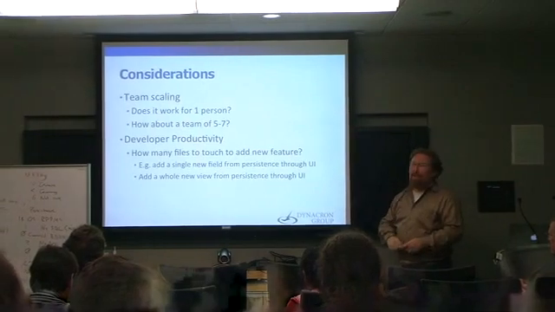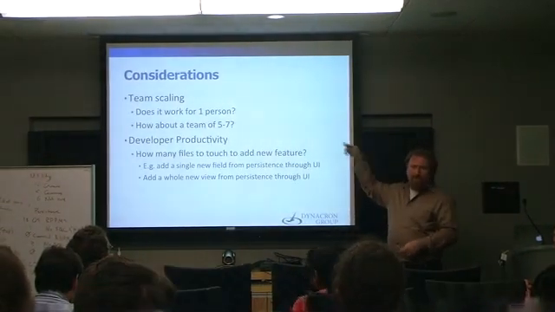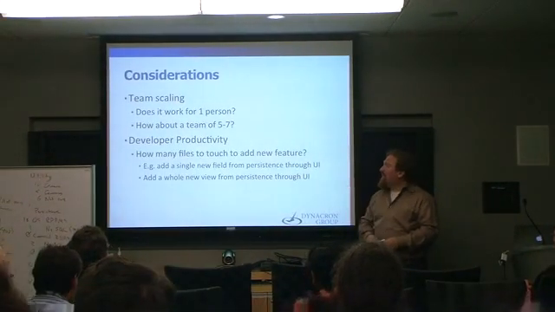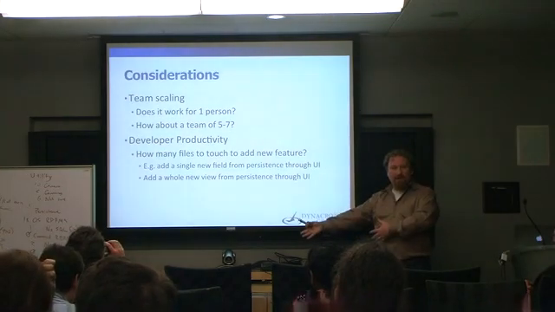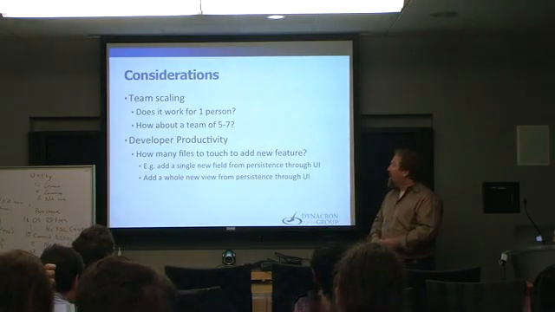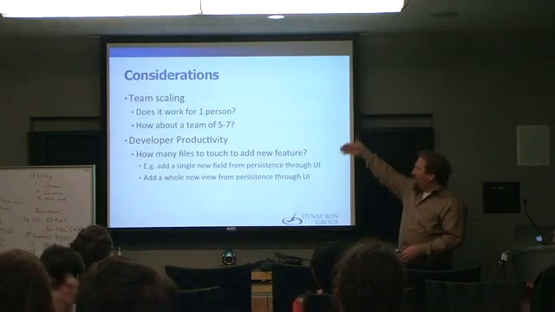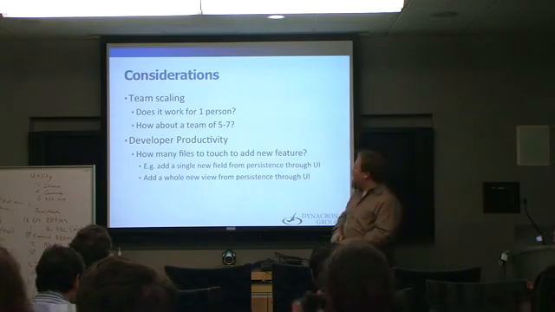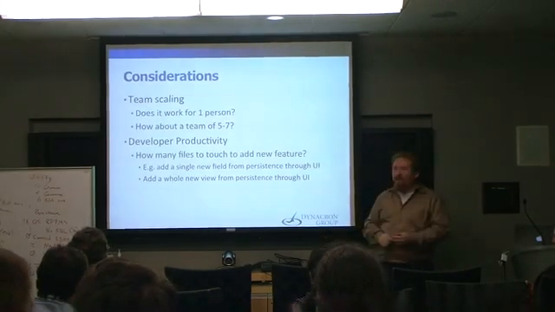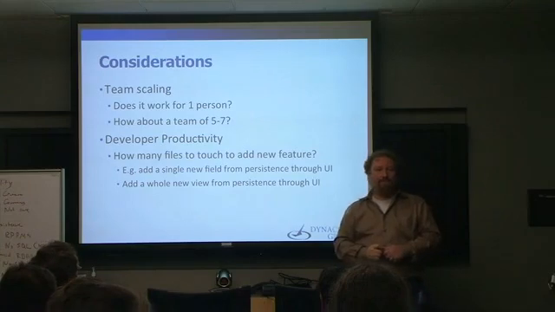First one, team scaling. These are not in order, by the way. These are just ones that I listed. But team scaling. How does it work for one person? It's not the same how does it work for teams. Developer productivity, which is kind of related to that. So let me give you an example. How many files do I have to touch just to add a feature?